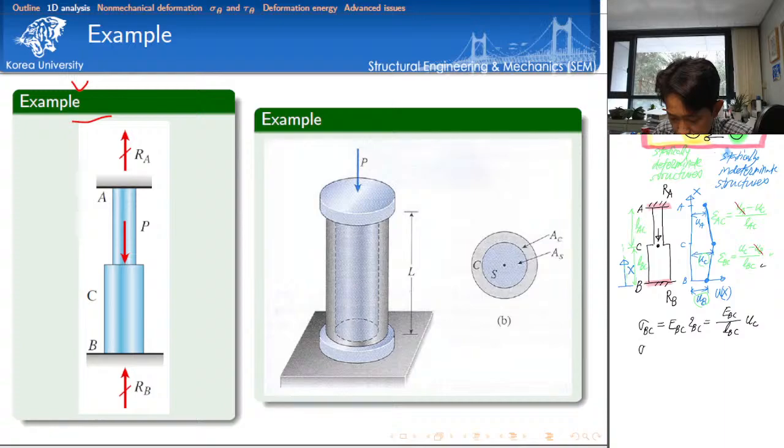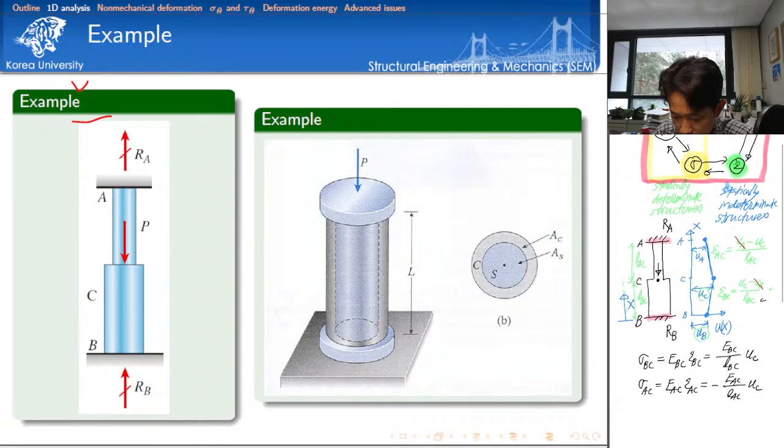And then how about the stress of AC segment? This is equal to the elastic modulus of AC segment. We may consider different elastic modulus for different segments, and then this is multiplied by the strain of AC segment. This is equal to minus the elastic modulus divided by the length of its segment times the nodal displacement UC. Got it? So now we are here, and then what's the next step?